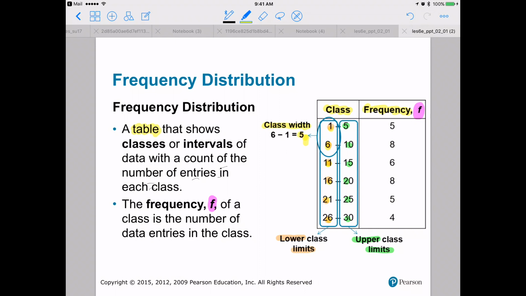And it's also the difference between upper class limits. What's 10 minus 5? 5. 15 minus 10, 5. So your difference from here to here is going to be 5. From there, 5, 5, 5, 5, and this distance here. So notice that the class width is telling you how wide the class is, and the class width has to be the same. So the width has to be the same for each class.